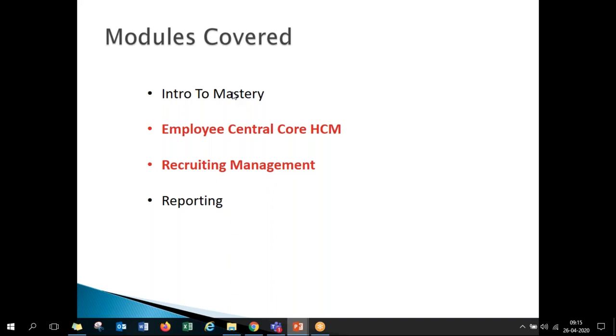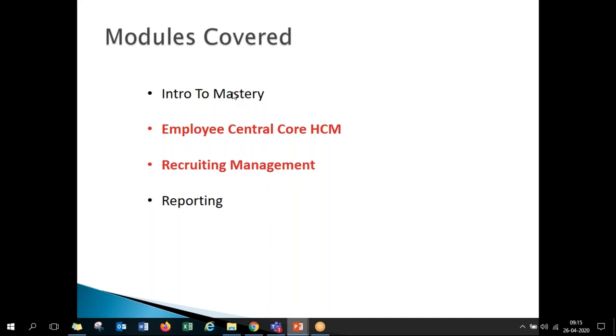So introduction to mastery is basically to give you an idea about how SuccessFactors functions, what the terminologies and navigation systems involved in it are, all that introduction level, and the base configurations that are common for any module of SuccessFactors. All those things we'll look at in introduction to mastery.